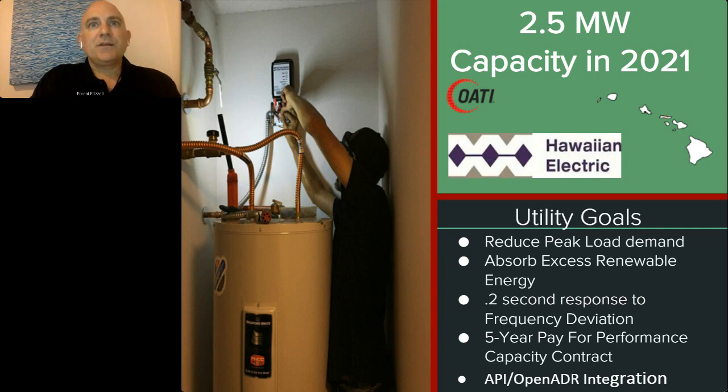For context, here is a quick dive into our grid contract with Hawaiian Electric. It's a 2.5 megawatt capacity contract that we're profiling today. So we're a subcontractor to OATI, a US-based aggregator. And the key theme that I want you to take away from this is that grid interactive water heaters can be a surprisingly flexible resource that is customer friendly, can address multiple demand response needs at different times of the day using the same resource.